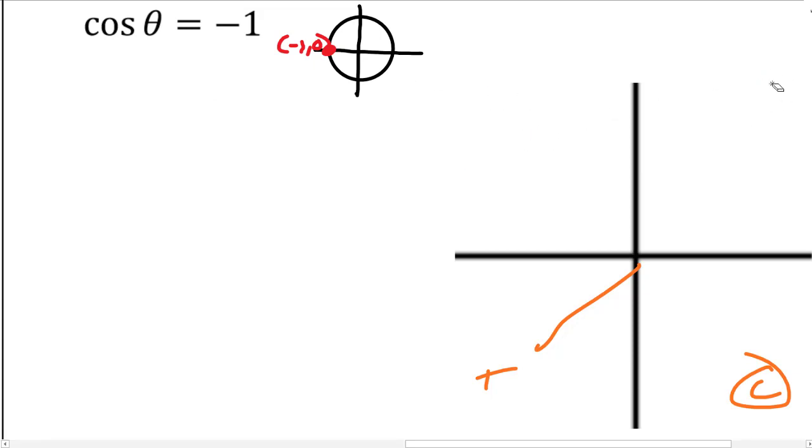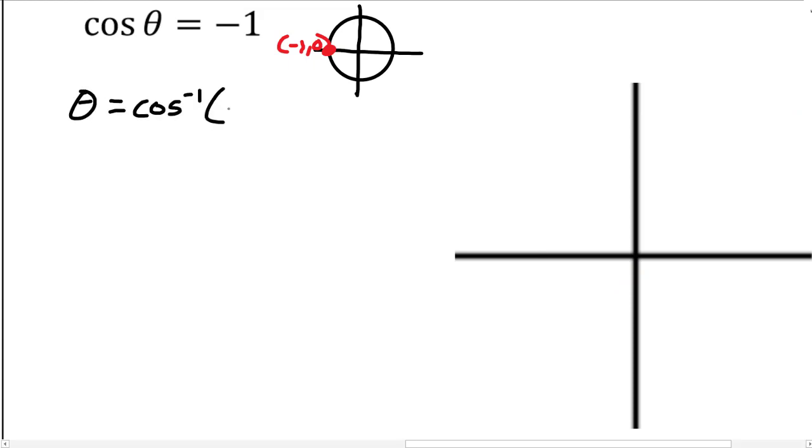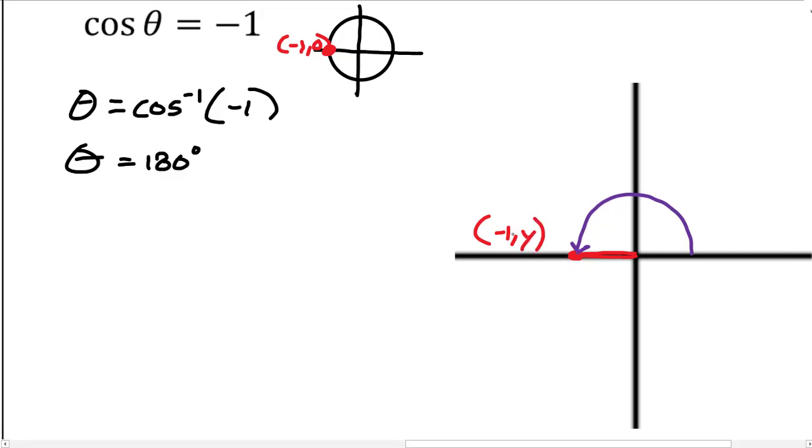Well, watch what happens when we punch in. Actually, just trust me, I don't want to bore you by hitting the calculator buttons. If you do cos inverse of -1, you will get exactly 180 degrees. So the only time the CAST rule kind of falls apart is when it lands on the axis, because 180 degrees is right here. That is where you get the x-coordinate to be -1. And the y-coordinate is 0, but we don't really care about that, so I'm just going to write y there because I want to stay focused on the coordinate at hand.